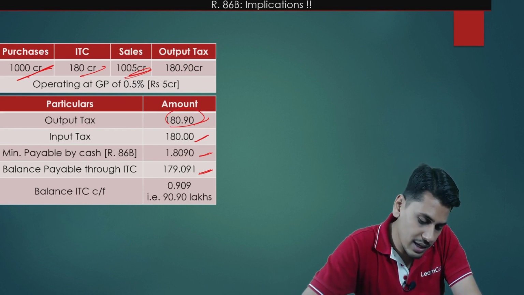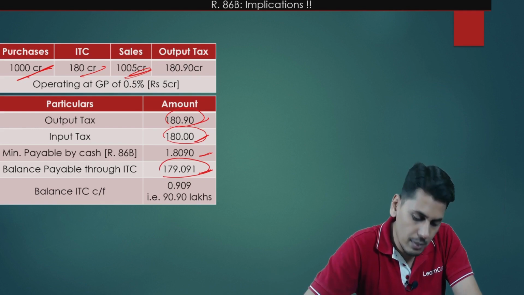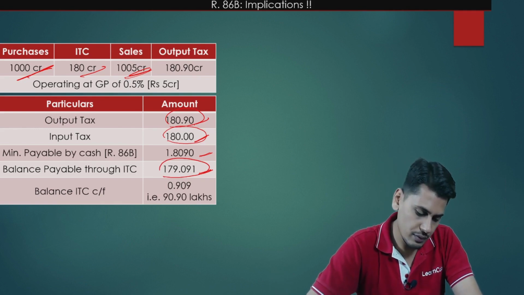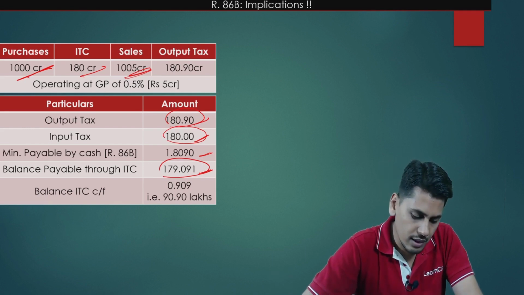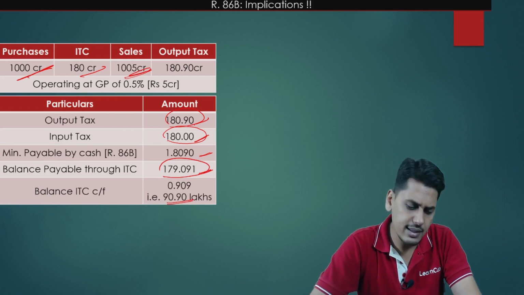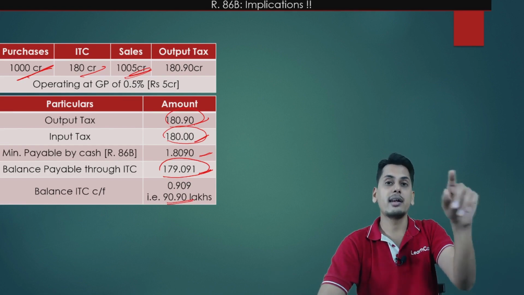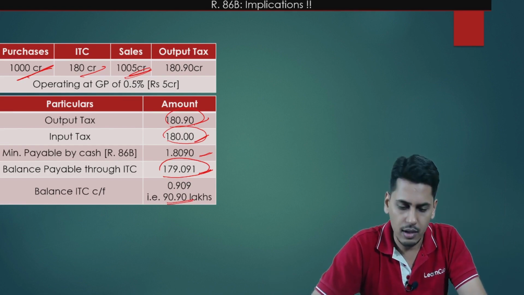So total balance available in his electronic credit ledger is 180. Utilized for the payment of output tax is 179.091. So friends, the balance input tax credit which is being carried forward is 90.90 lakhs. The balance input tax credit which is being carried forward is 90.90 lakhs because of Rule 86B.